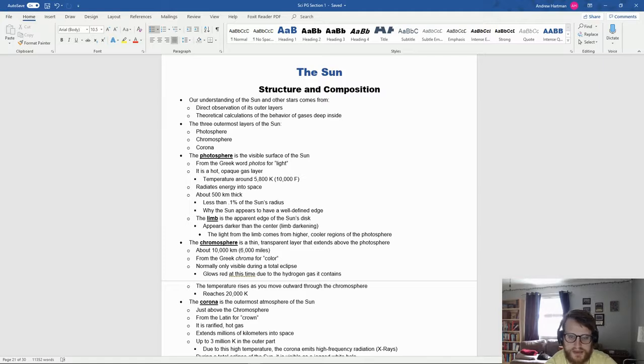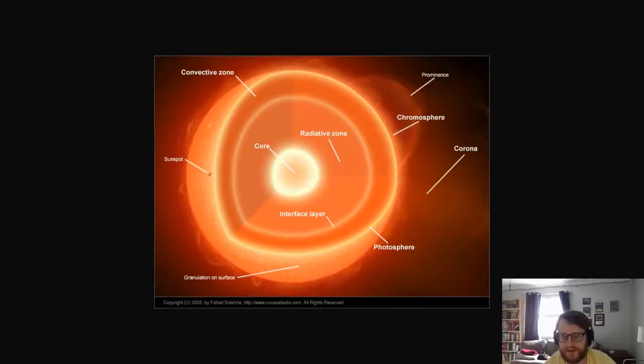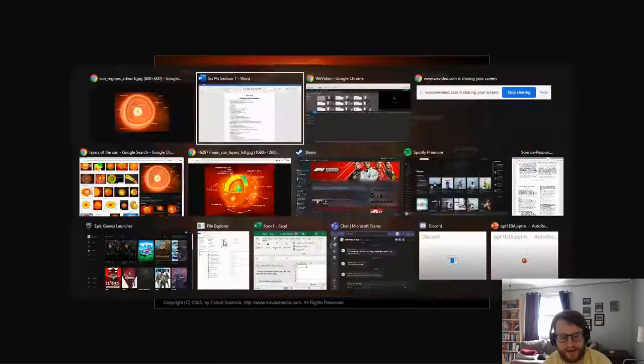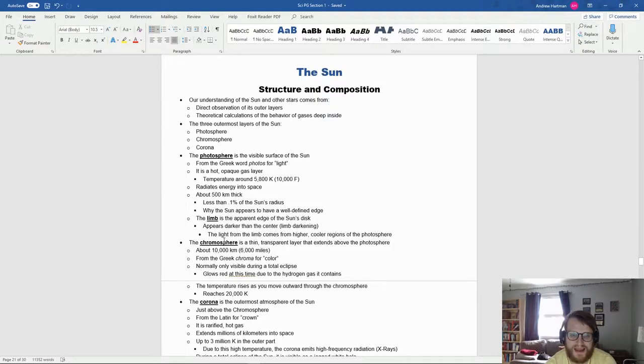Okay, next up is the chromosphere. The chromosphere is a thin, transparent layer above the photosphere. Let's see if I can actually get back to it. There we go. The chromosphere is a thin, transparent, almost halo-looking thing in this picture, right? It is about 10,000 kilometers or 6,000 miles thick, which is much bigger than the photosphere.